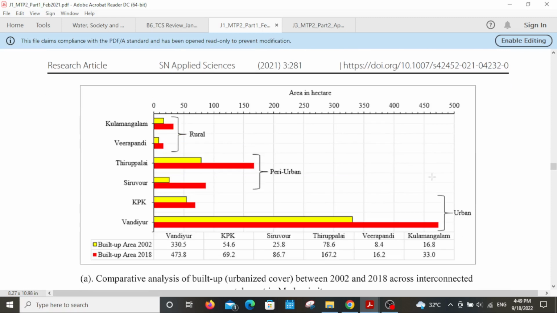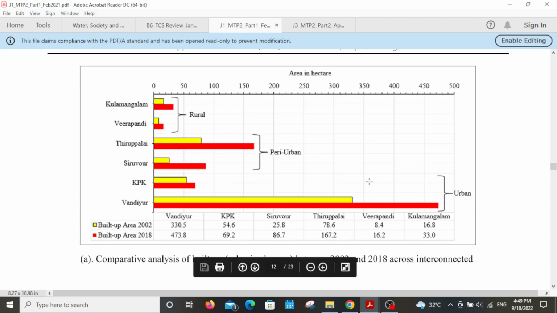So, if we want to quantify how built-up or urbanized land has increased, here is the classification. In the urban region, we can see that the increment is very significant with respect to 2002, shown in yellow, and 2018, which is shown in black. The same holds for the peri-urban area, while the increment in built-up land use is very less in the rural area.